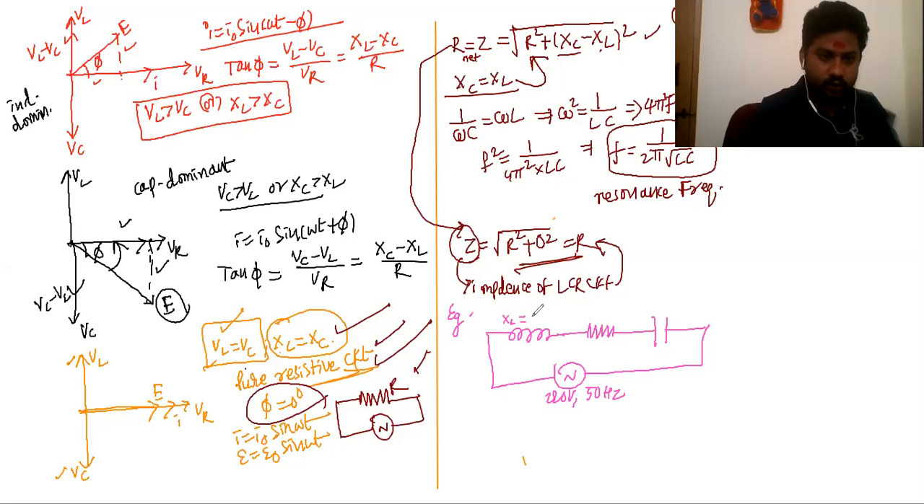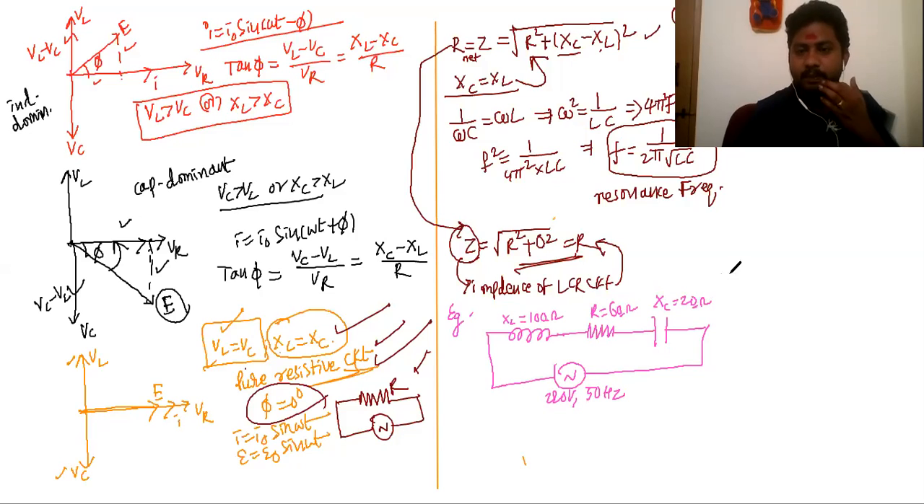XL is equal to 100 ohm. The resistance is given as 60 ohm, and XC is given as 20 ohm. You know what the question is? The question is, find the power factor, my dear students. So what is the power factor?